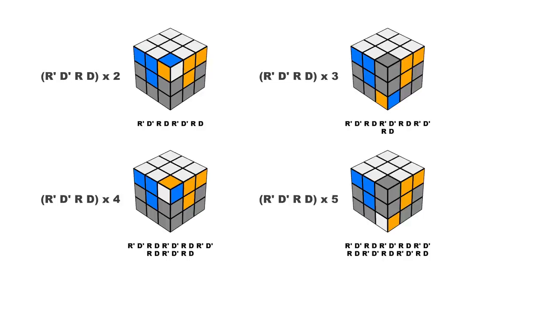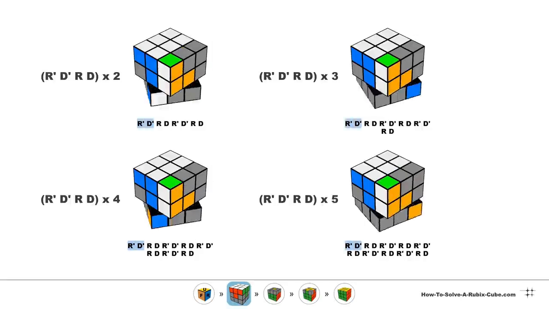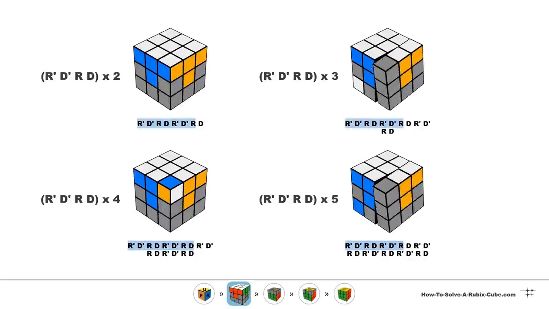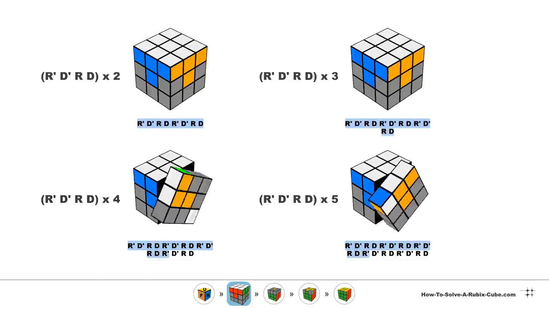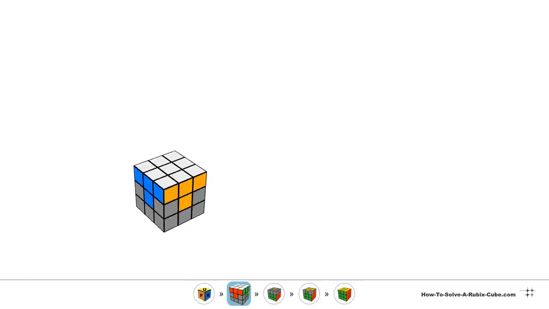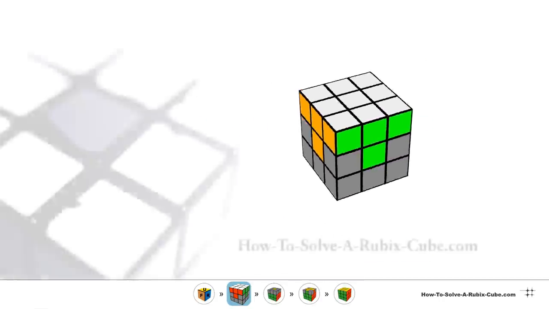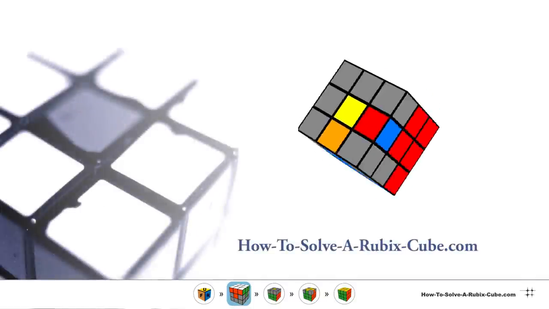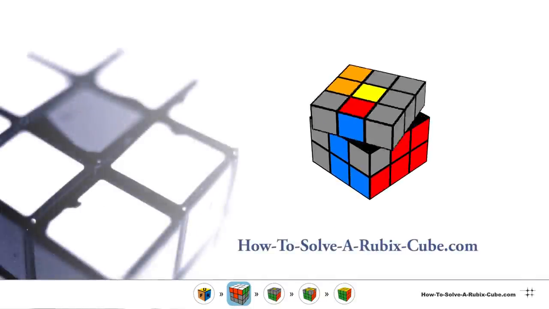Here are a few examples. This is how your cube will look when the white face is solved. In the next stage, we're going to solve the middle layer edges.